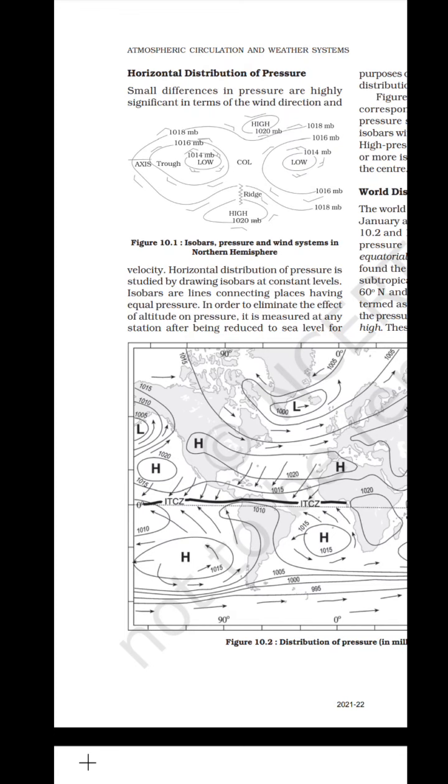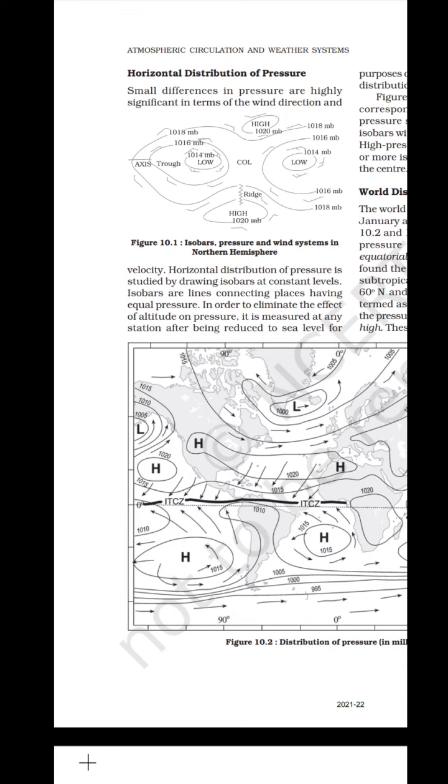Horizontal distribution of pressure. Small differences in pressure are highly significant in terms of the wind direction and velocity. Horizontal distribution of pressure is studied by drawing isobars at constant levels. Isobars are lines connecting places having equal pressure.